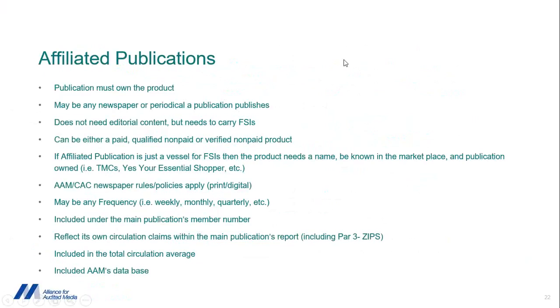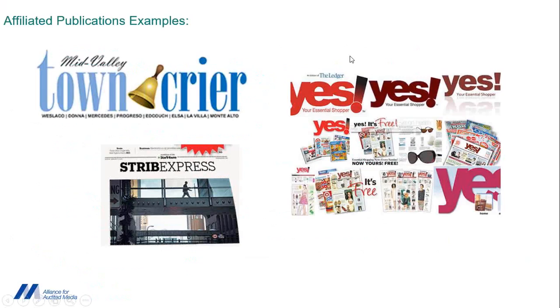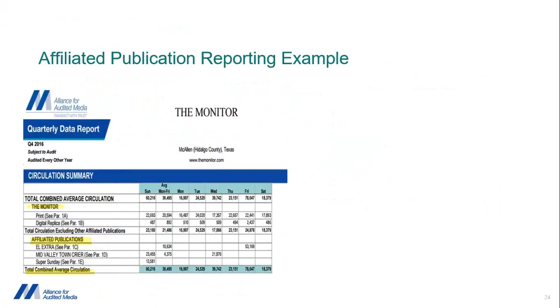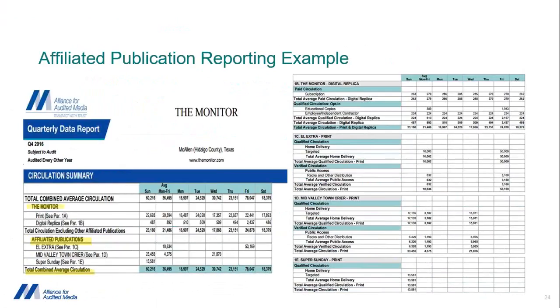And I want to show you how it is going to be reported for AAM. The screen I'm showing here has just some examples of affiliated publications. It could be your weekly publication, Yes, Your Essential Shopper, or your own type of TMC product. In this example, we're using Star Tribune Strip Express. So now I'm going to show you how it's reported for AAM.